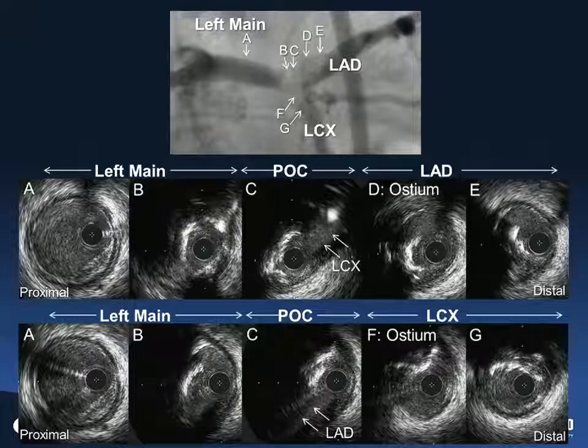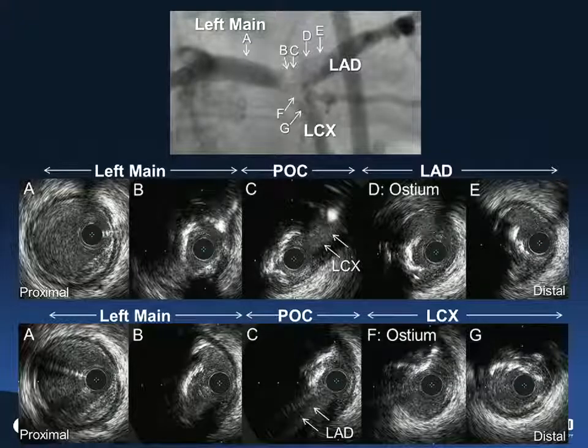These still frames summarize the 2 pullbacks. The 2 pullbacks confirm significant eccentric calcified plaque that extends from the distal left main into the LAD and left circumflex, and that has the appearance of a calcified nodule. Panel A represents the mid-left main. Panel B represents the distal left main just proximal to its bifurcation. Panel C represents the polygon of confluence, or POC.